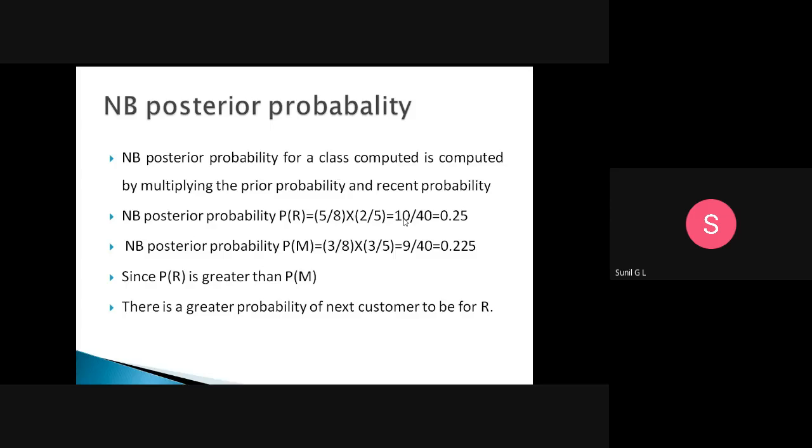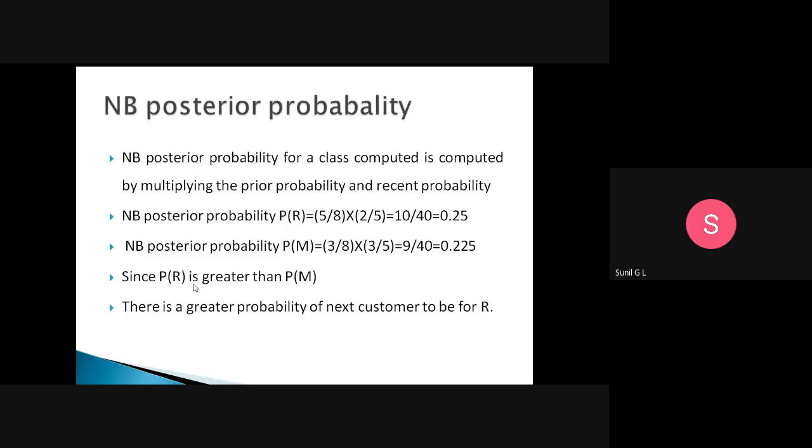When I multiply these, I will get 10 by 40, which is 0.25. Like that, we are calculating the posterior probability of P(M), that is the manicure and pedicure. Here 3 by 8 is the prior probability, and 3 by 5 is the posterior probability. It will be 9 by 40, which is 0.225.